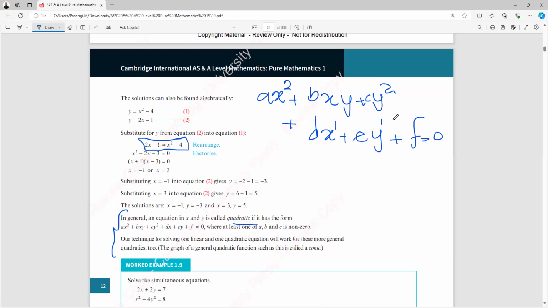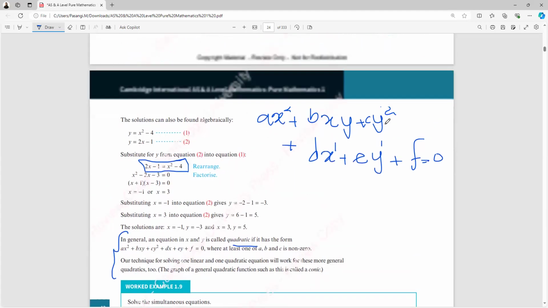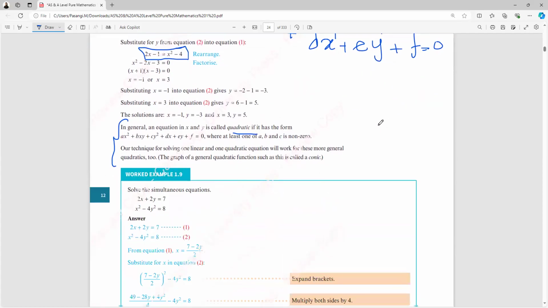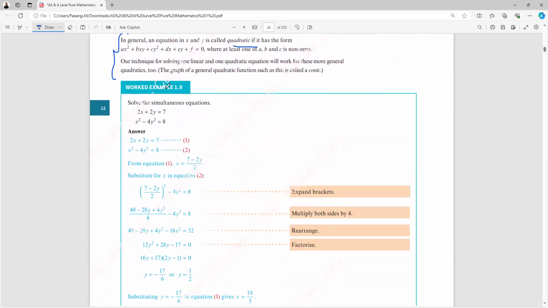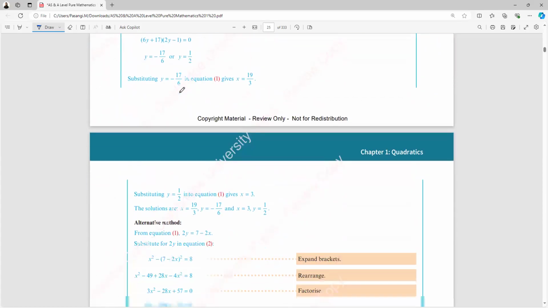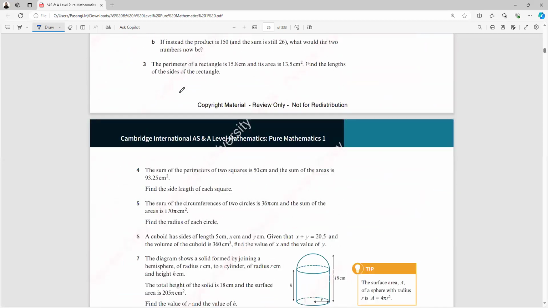It has an equation with degree equals to 1, then it does not become a quadratic. Is it clear? Am I too fast? No, teacher, it's fine. So here for the worked examples, we'll do one hard question and then move to the other part.